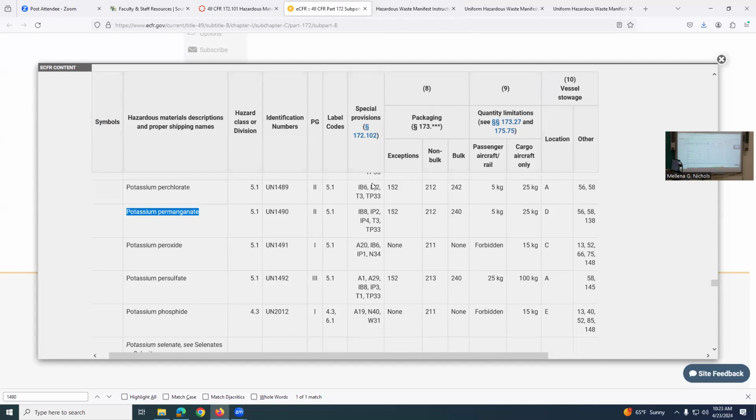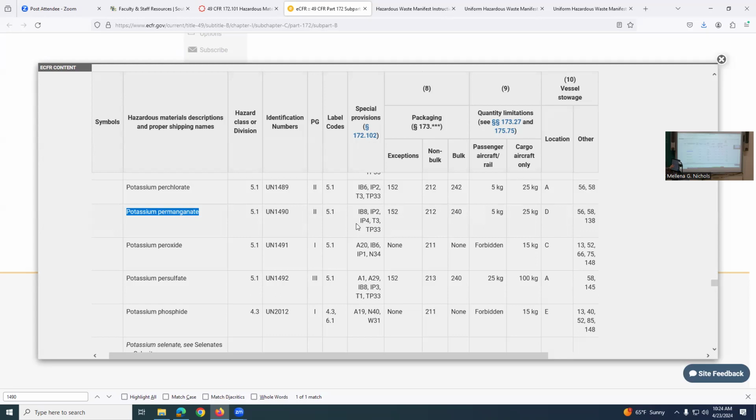So when we're looking for that information, we're going to 49 CFR 172.102, and then these codes that are in the box are going to be the paragraph numbers that have that additional information. So let me write these down real fast so I'll be able to go back to them. We have 1B8, IP2, IP4, T3, and TP33. All right, and then when we get to the packaging, we're going to go to 173 point, and then it'll be 173 point, then whatever the number is that's down here.